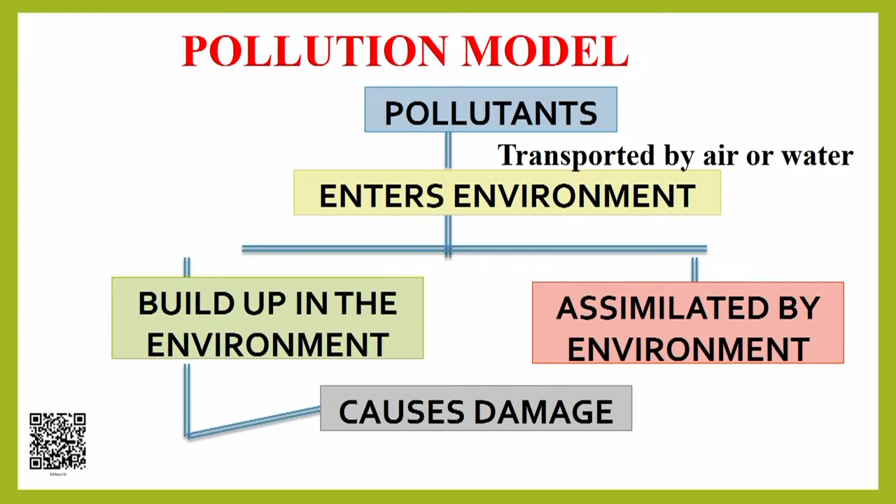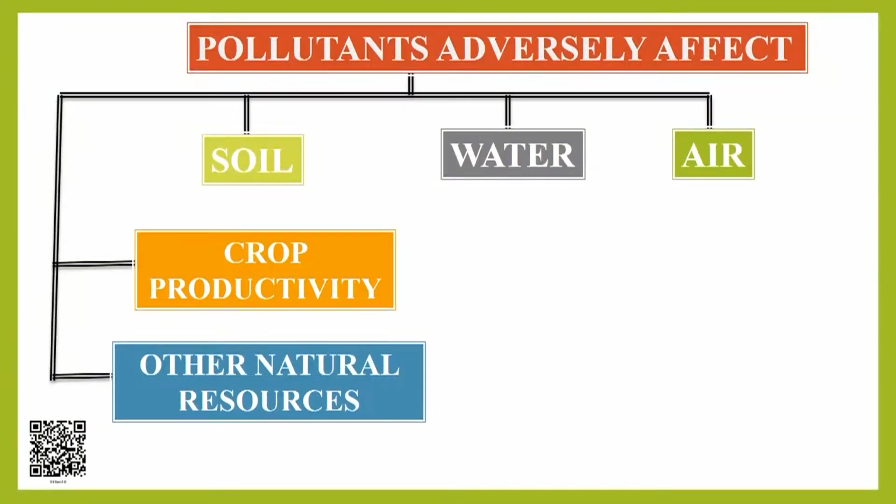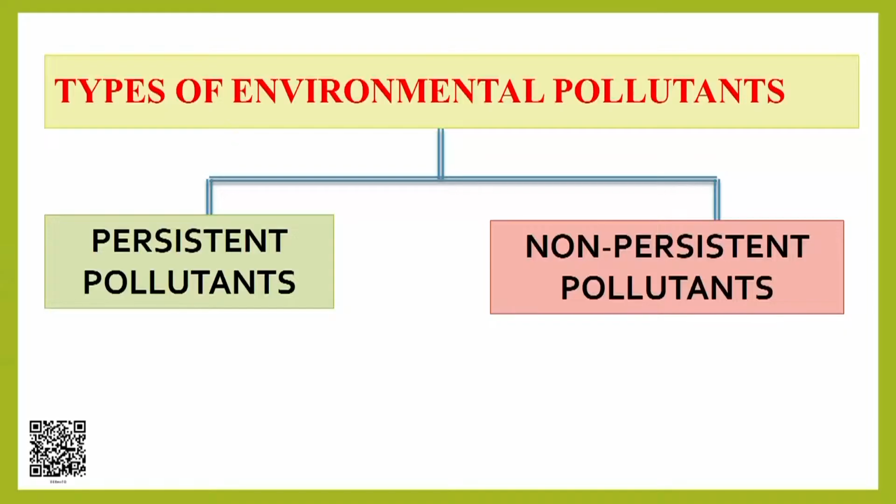So, this is the pollution model. Pollutants are transported by air or water, they enter into the environment, build up in the environment and are assimilated by the environment, and when they are assimilated they cause damage. When they enter the environment, pollutants adversely affect soil, water, air, crop productivity and other natural resources too.